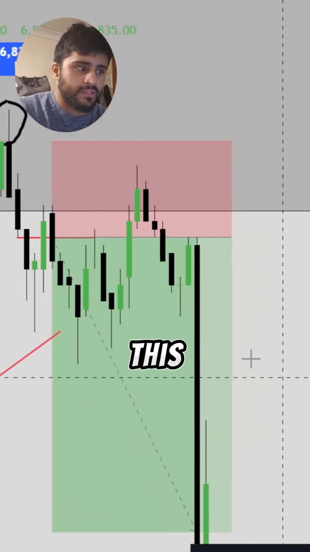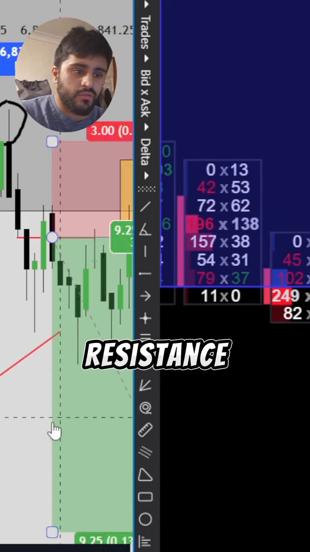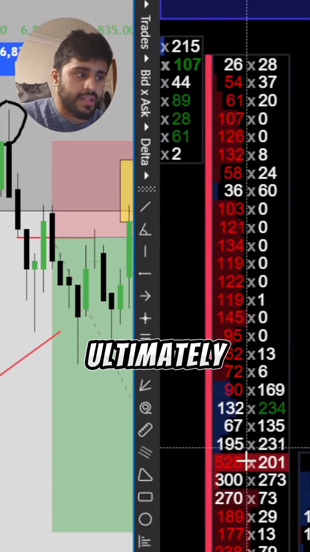Now, again, what made this a valid trade? If we have positive delta in the market, found resistance, right? Market ultimately tanks.